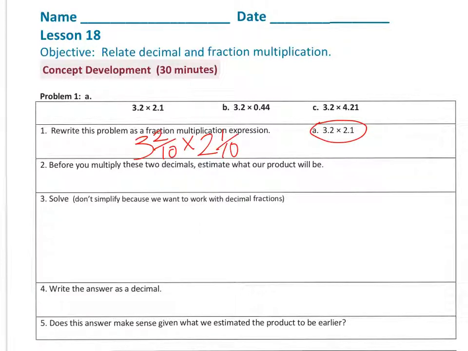Well, 3 2/10 is pretty close to 3, and 2 1/10 is definitely close to 2. 3 times 2 is 6, so our product will probably be close to 6. All right, let's solve. So 3 2/10, well, how many tenths are in my 3? Well, I know there's 10 tenths in 1, so that's 30 tenths right there, plus 2, so 32 tenths. So I have 32 tenths times 21 tenths.